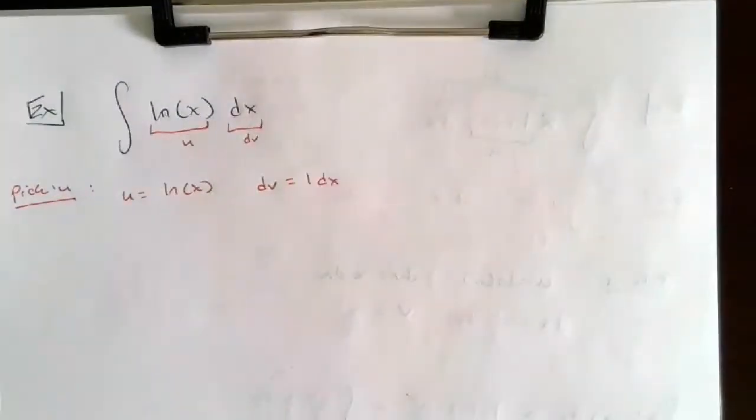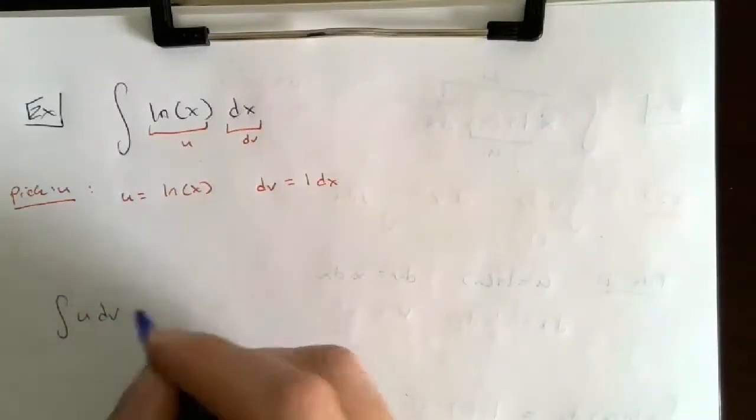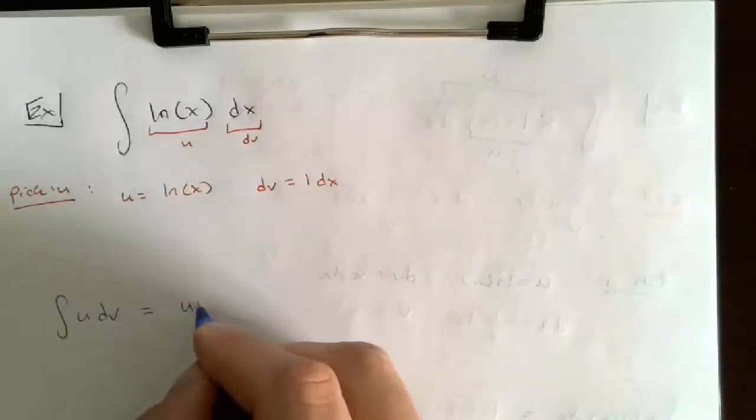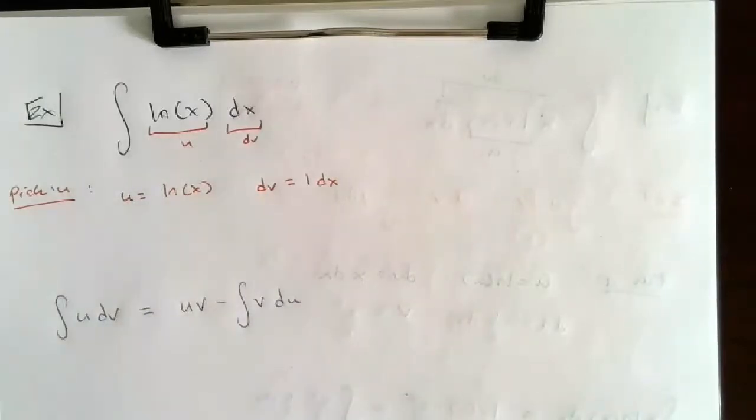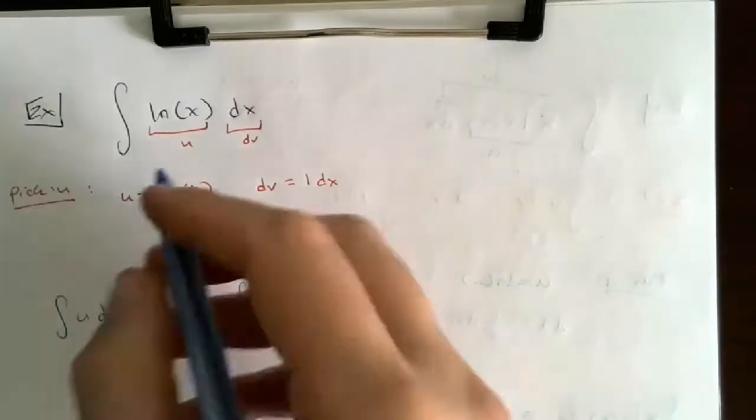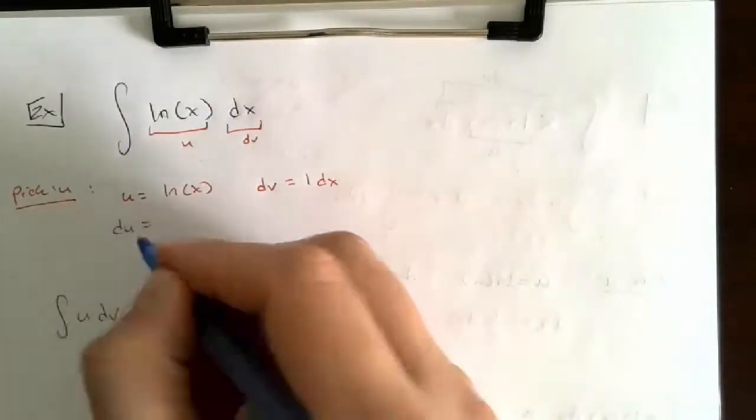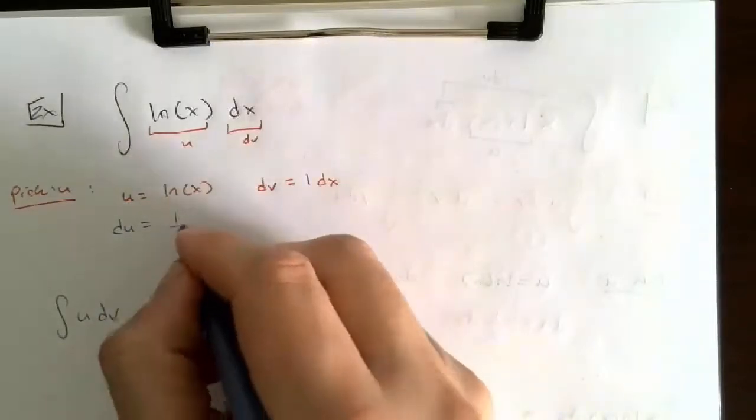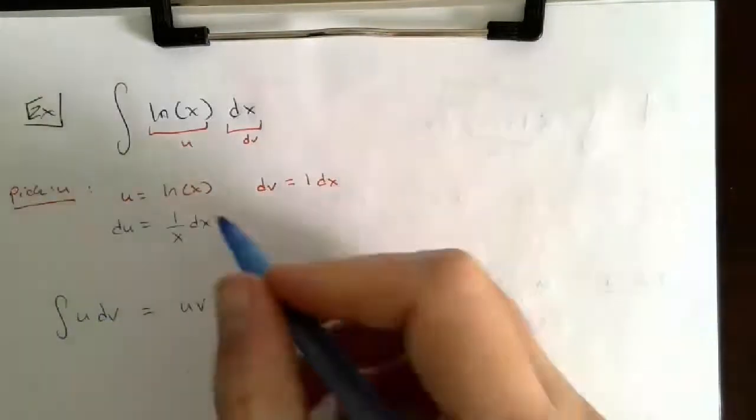Once you have that, remember how our formula works, right? It's the integral of u dv, that's the original problem, is equal to, we do u times v minus the integral of v du. That's the formula. Now, if I do this, you got u equals ln x, you take the derivative of u, right? You have u, you want to find du. What's the derivative of natural log of x? Well, it's 1 over x dx, make sure you put dx after it because it's with respect to x.